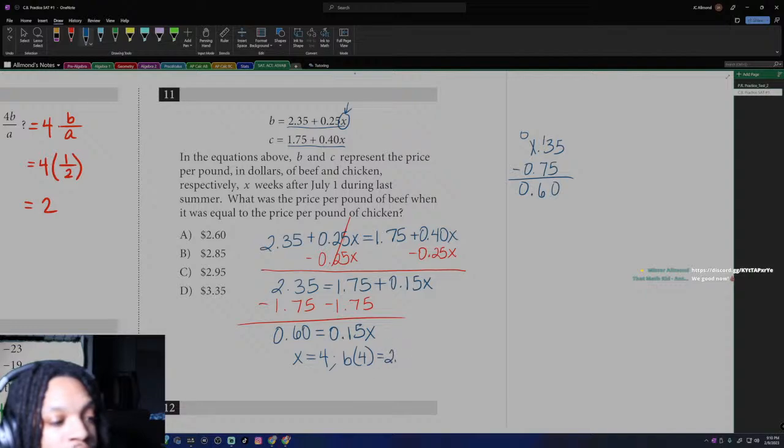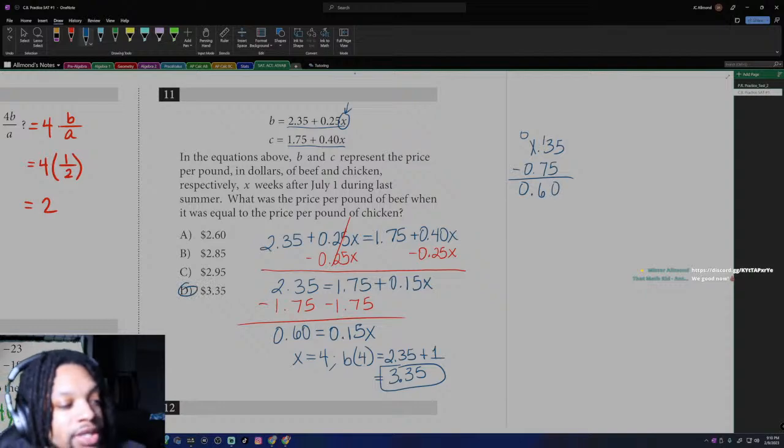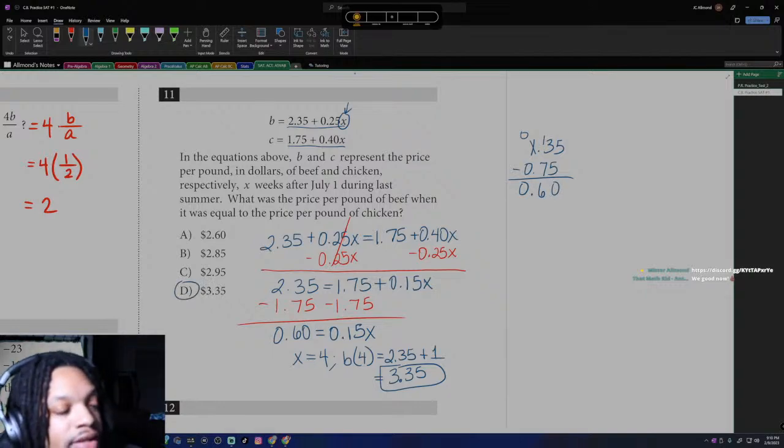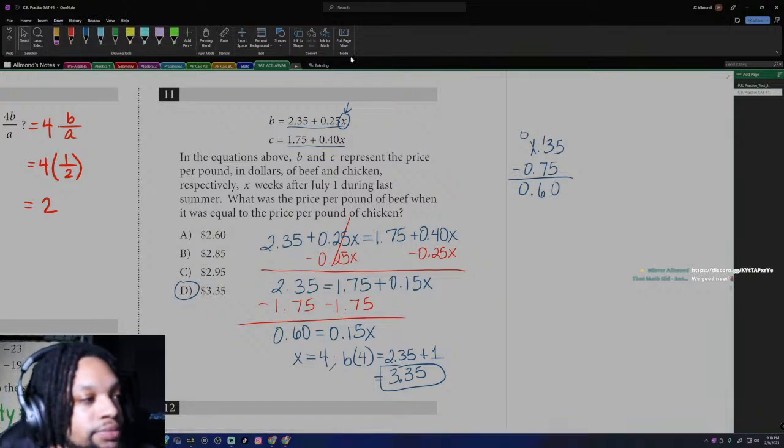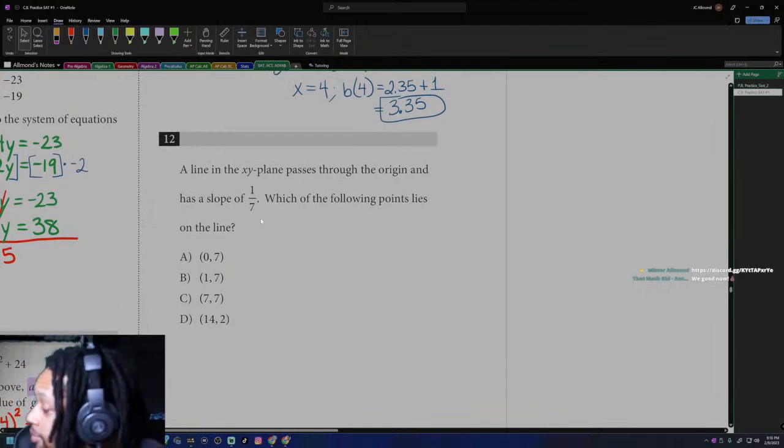Equals 2.35 plus 0.25 times 4. A quarter, 4 of them, that's $1. So plus 1. That's 3.35. And, ooh, that is an answer choice. Let's go. All right. That one wasn't easy. I think the hardest part was the decimals. Yeah. Okay, bet. All right. Last one, and then it's calc time.